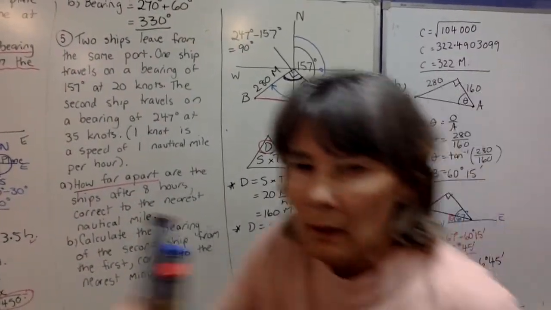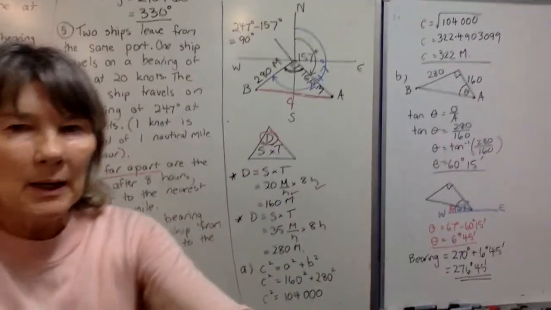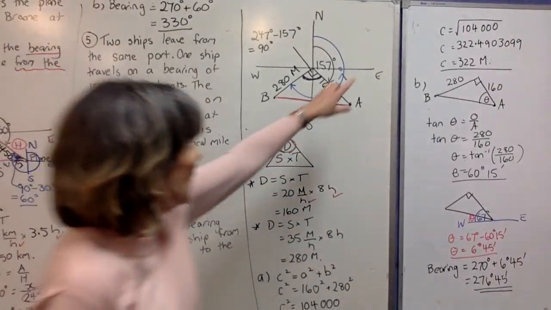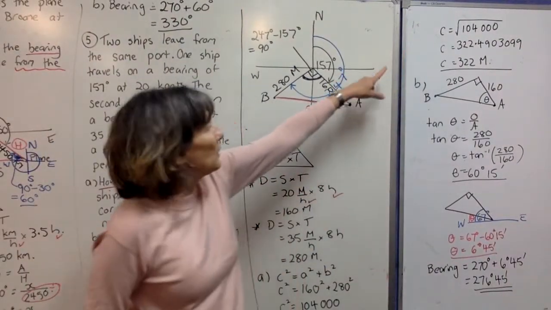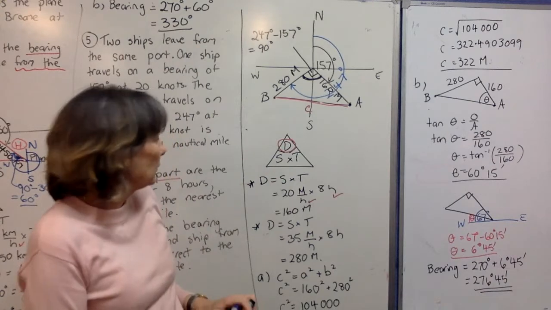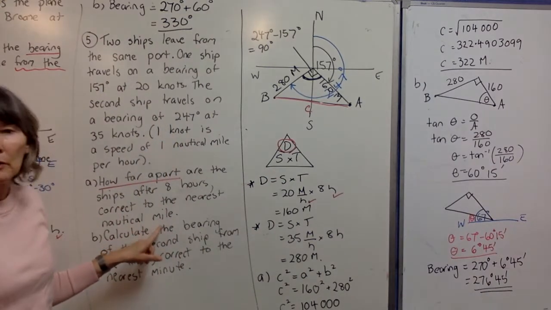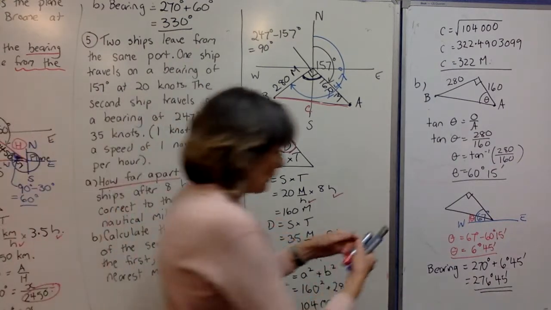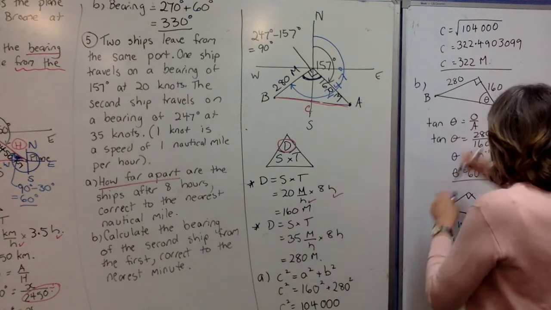Alright, so if you have a look at what's happening now, if we square root that number there, we'll end up with our hypotenuse, and we are rounding for this question to the nearest nautical mile. So we're rounding off to the nearest whole number.